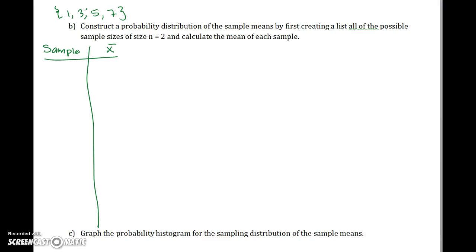So for part B, we want to construct a probability distribution of sample means by first creating a list of all the possible samples of size n equals 2. So remember, we're pulling one number, putting it back in, and then pulling another number. That's why the n is 2, because we're picking two different things. This is x bar, and x bar is going to be the sample mean. So that's a key word here. Sample mean, whenever you see that, it's x bar.